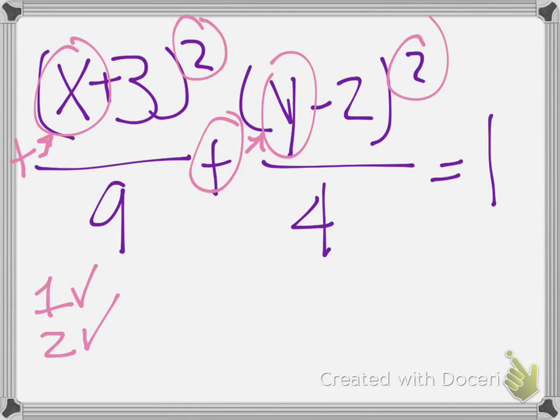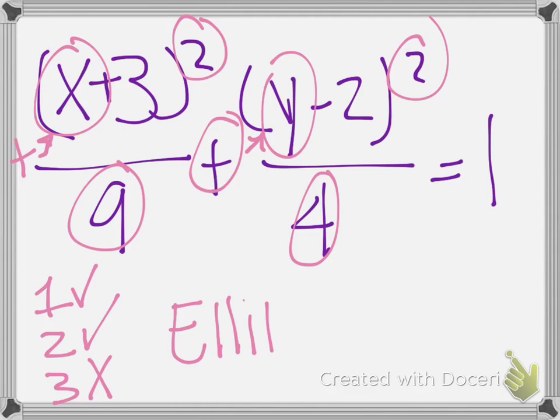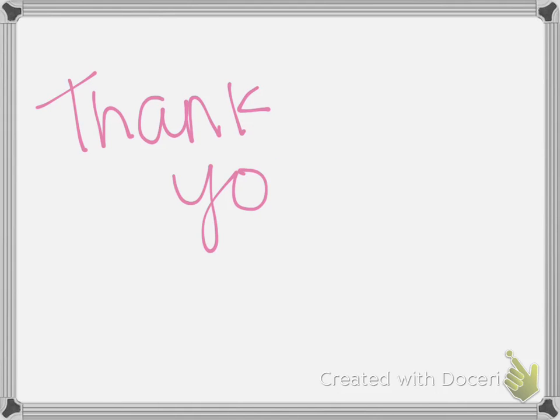The third question, do x squared and y squared both have the same coefficient? No, they do not. X squared is being divided by 9, and then y squared is being divided by 4. So no, they do not have the same coefficient. So if you remember, that would make our equation an ellipse. So that is just how to turn an equation into standard form and then how to classify it. So thank you for watching, and I hope that helped.